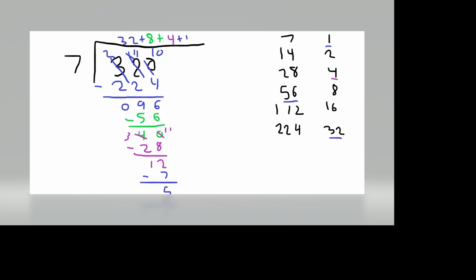So the answer is the sum of this, and the remainder is 5. So let's go ahead and sum this. This is 32 plus 8, which is 40, and this would be 44, 45. So our answer is 45, remainder 5.